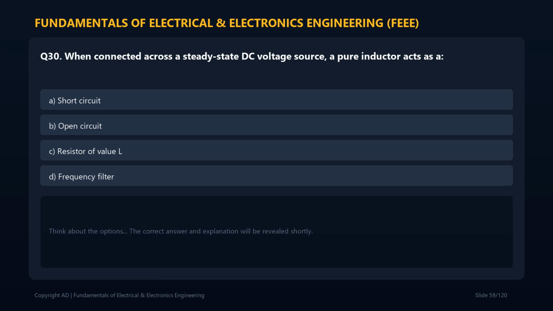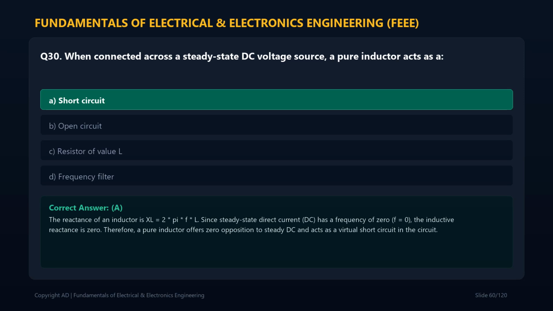Question 30. When connected across a steady-state DC voltage source, a pure inductor acts as a option A, short circuit. Option B, open circuit. Option C, resistor of value L. Option D, frequency filter. The correct answer is A, short circuit.